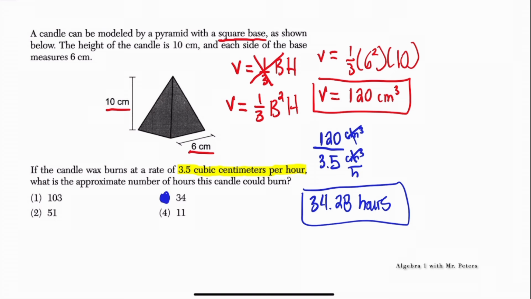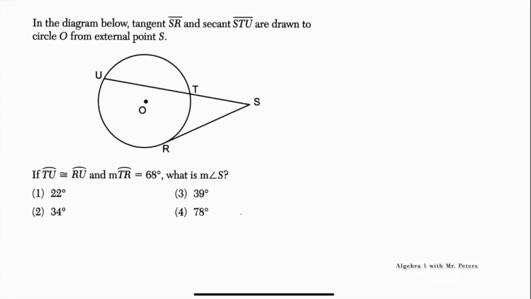Please don't forget to use the correct formula and make sure you divide at the end so you understand the amount of hours. They tell us that in the diagram below, tangent SR and secant STU are drawn to circle O from the external point S. If arc TU is congruent to arc RU and arc TR is equal to 68 degrees, what is the measure of angle S? So let's fill in the information we know.